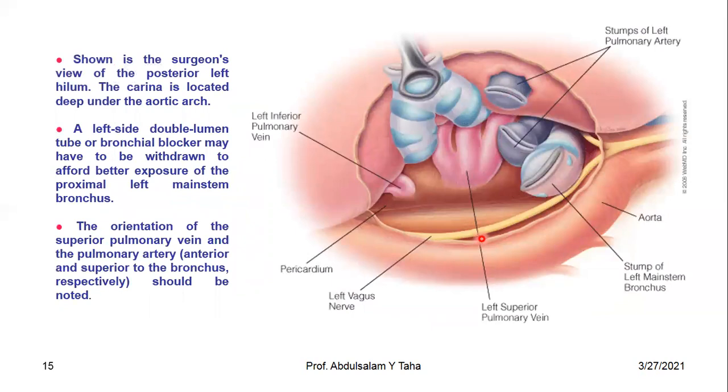Now, in this slide, we can see the posterior aspect of the left hilum. The left lung is retracted anteriorly, and here we can see that the left main stem bronchus has been divided after applying a stapler, and the left pulmonary artery is also divided after applying a stapler. And this is the distal stump of the left main stem bronchus. What remains is the left superior and left inferior pulmonary veins.